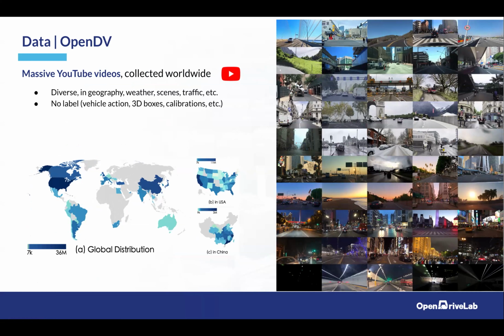And my question is, I guess you want to have diversity of data. Otherwise, if I give you 1,000 hours of highway driving, it's not very useful. How do you calibrate that?